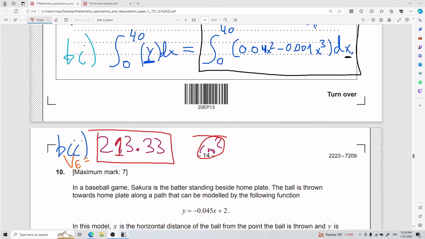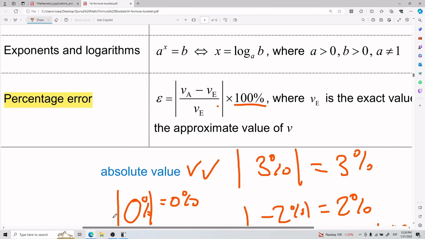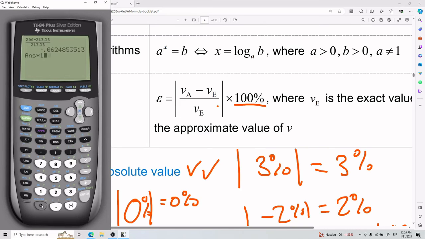So that means I'm going to have my VA, which we said was 200, minus my exact, which we said was 213.33, divided by 213.33. Go ahead, press enter. I need to multiply by 100%, so I missed that. So just multiply by 100. Now it's in percent, so it's negative 6.24%. But because of the absolute value, it has to be positive, right? So whenever it's negative, just think, okay, absolute value, it has to be positive. If you want, you multiply by -1 to make it positive, whatever, do your thing.